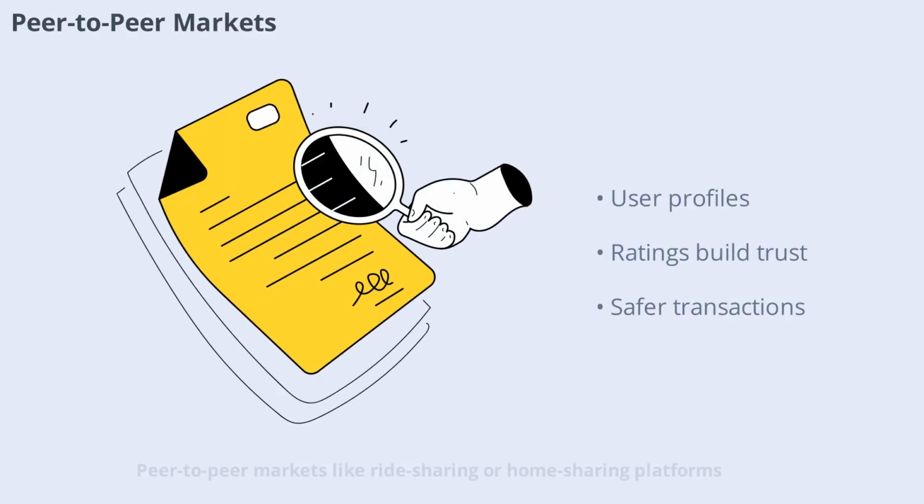Peer-to-peer markets like ride-sharing or home-sharing platforms rely heavily on information sharing. User profiles, ratings, and reviews help build trust between strangers. These tools reduce information asymmetry and make peer-to-peer transactions safer and more reliable.